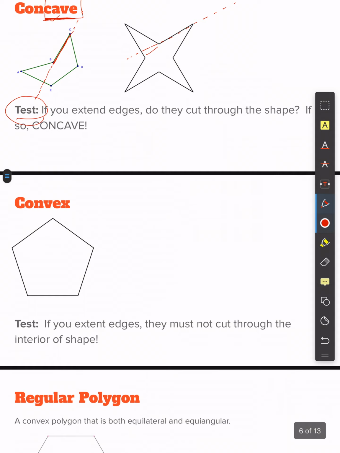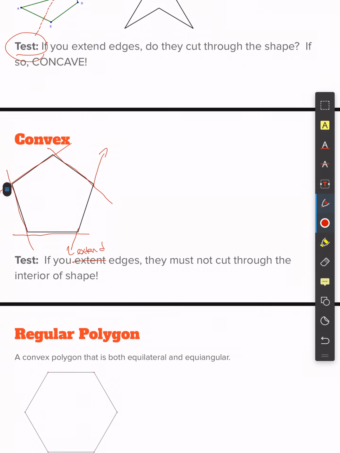For convex, if you extend, that's a typo, if you extend, not extent, if you extend those edges, they must not cut through the interior of the shape. So notice if I extend this guy out, it doesn't go through the shape at all. Same with this guy. If you extend all these out, none of them are going to cut through the shape. Okay, so that's your nice little test. The extensions cannot cut through if it's convex.